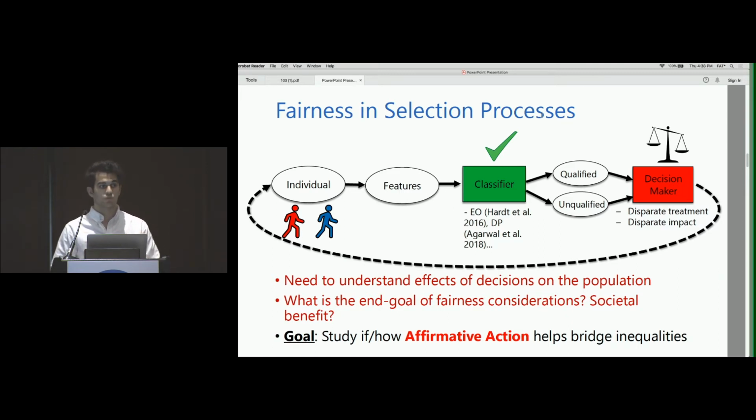We're going to assume we have access to a perfect estimation of individuals' qualification and ask how these decisions affect the population. The fairness mechanism we're going to consider today is going to be affirmative action, interpreted here as guaranteeing a parity in the selection rates.